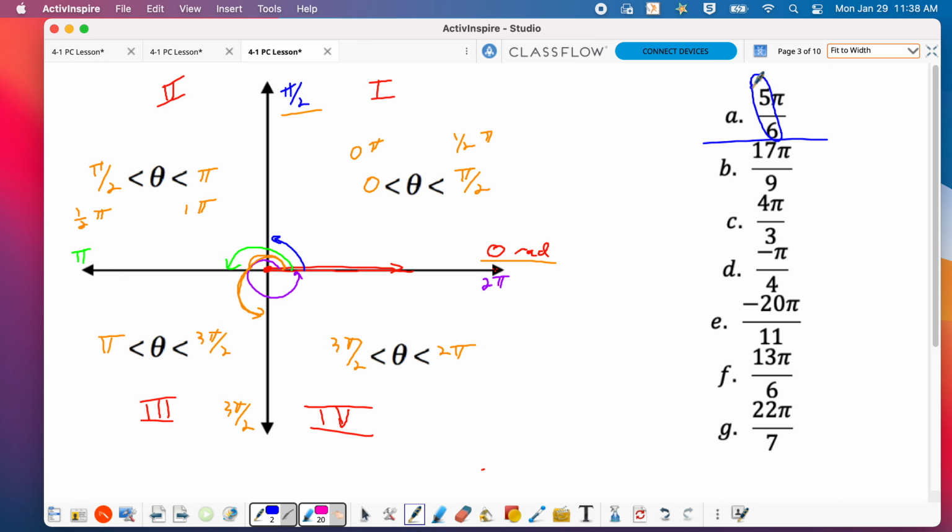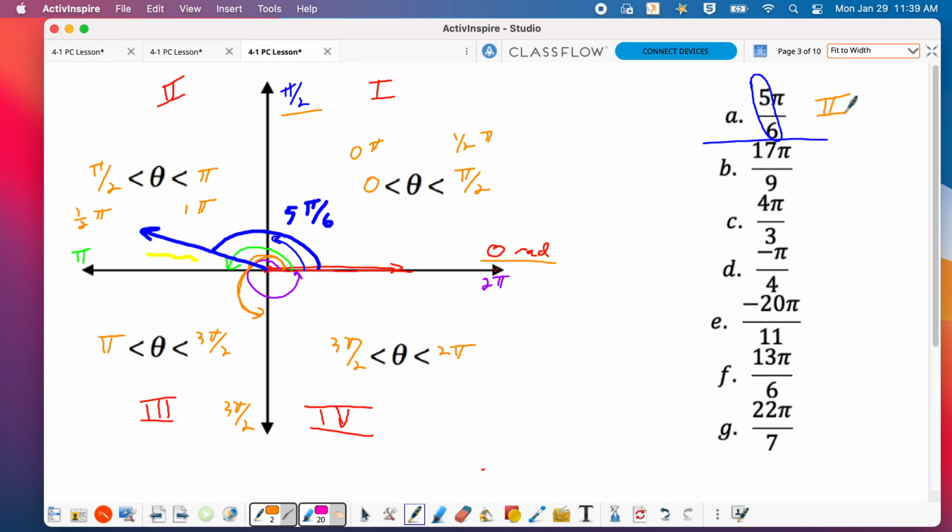5 over 6 is almost 1, so what I'm going to do is rotate, let's say to here, which is almost to 1 pi, because 5 over 6 is almost 1. So if I rotate a little bit short of 1 pi, I'm going to be over here in the second quadrant. We're trying to figure out how much pi we have. I have 5/6 of a pi, which is almost a full pi. So I'm over there in the second quadrant.